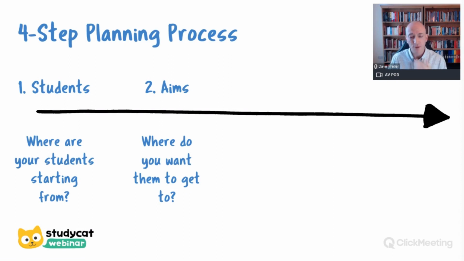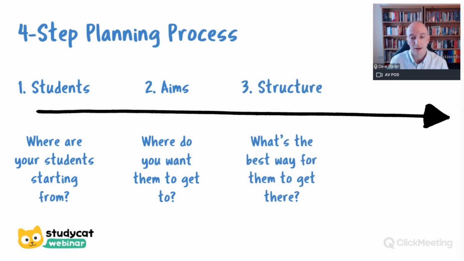Next, is where do you want them to get to? You need to ask yourself, okay, so now I know where my students are starting from. Where do I want them to get to by the end of the class? What do I want them to be able to do or better able to do by the end of the lesson? Then we have the structure. So we have the start, the end, and how are you going to get from one to the other?